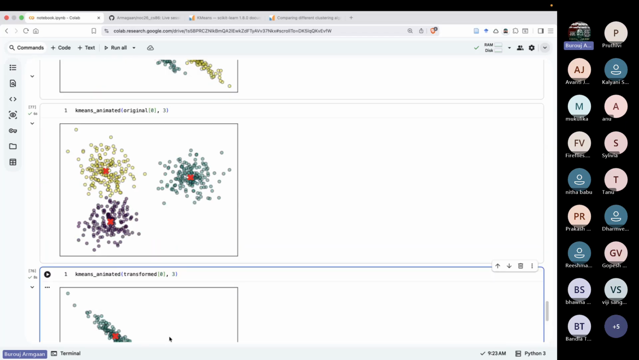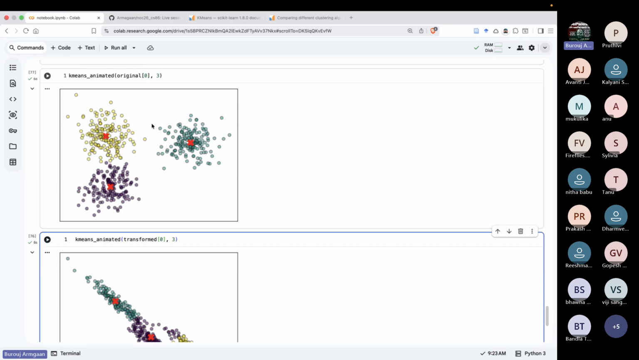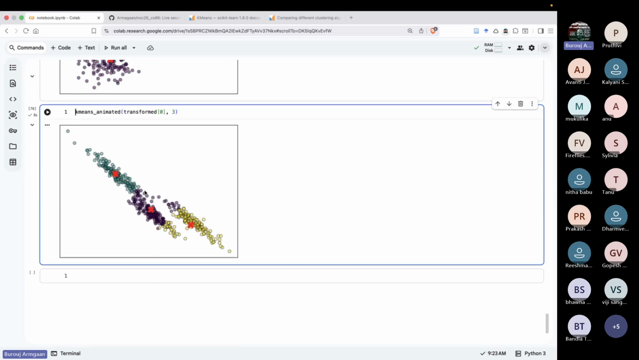Suppose I did not tell you that I am giving you a transformed data set. Suppose this is the only thing you receive, and you apply k-means and you see, oh, this is like a gone case. I cannot apply k-means on this thing, right? But the thing is, there is something called whitening a data set. That is, you can transform this data set into a format that k-means can work with.